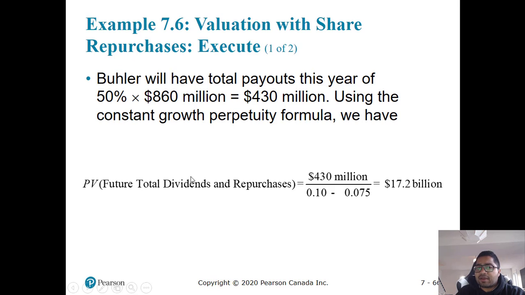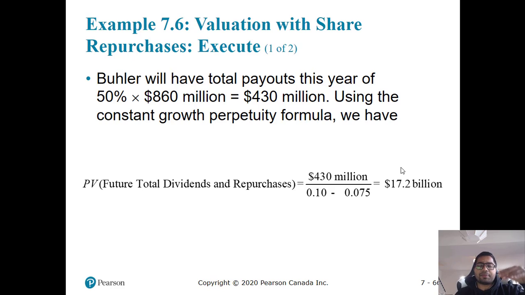So we use this formula: present value equals 430 million, share repurchases and dividends, divided by cost of equity 10% minus 7.5% growth of dividend. So it comes to 7.2 billion. So this is the total value of the firm's equity.